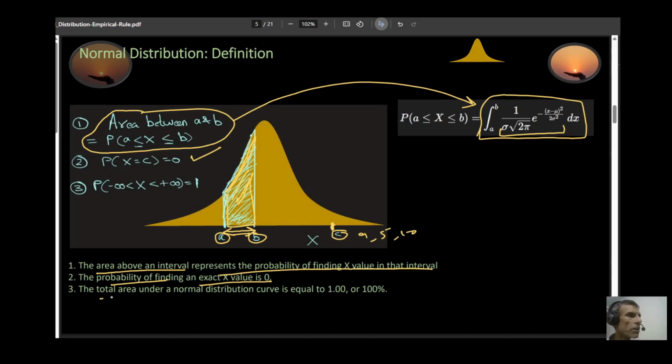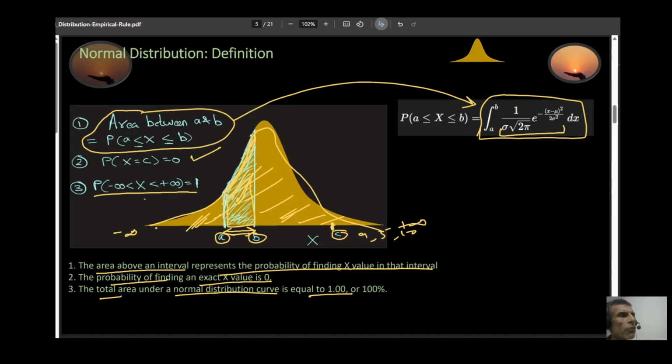The total area under a normal distribution curve is always equal to 1. So if you calculate all this area from here all the way up to here, the total area is going to be equal to 1. In other words, if you think about it, the area represents the probability. So the probability of finding x between minus infinity and plus infinity is going to be equal to 1, because your x has to be present somewhere between minus infinity and plus infinity.